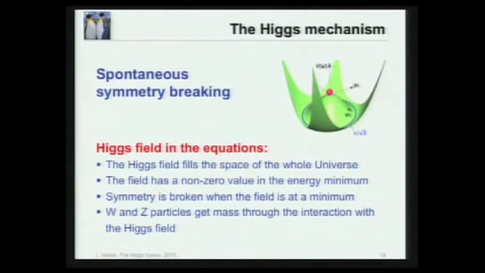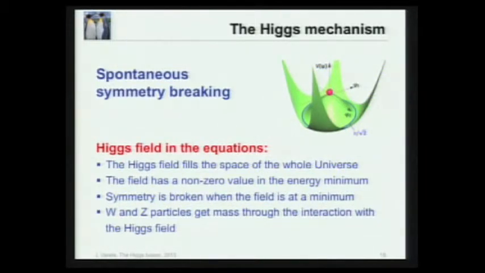Every physical system tends to be in the state of minimal energy. If it is in high energy, it naturally decays to the minimal energy. So if we think about the vacuum as the state of minimum energy, then with this potential for the Higgs field, in the vacuum the Higgs should be somewhere on this circumference. It should have some value on this circumference.